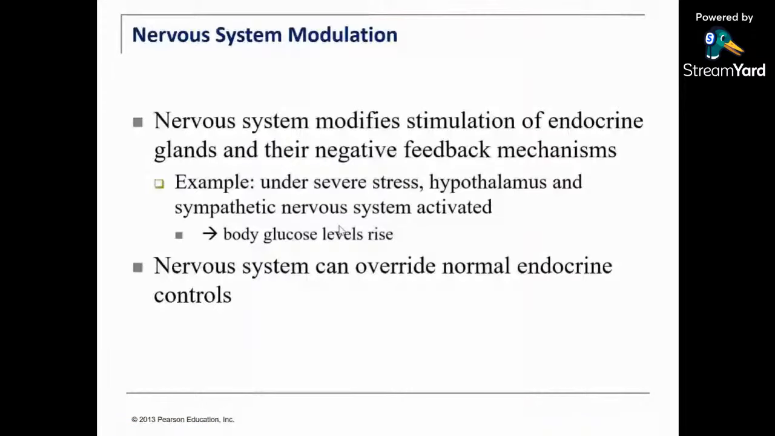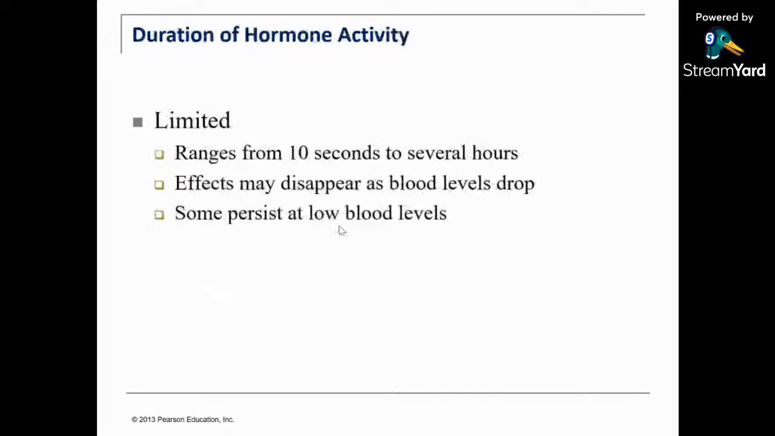Next, nervous system modulation. The nervous system has a role to stimulate the endocrine glands, and they have a negative feedback mechanism also. As an example, under severe stress, the hypothalamus and sympathetic nervous system are activated. And the nervous system can also override normal endocrine gland control. Duration of hormonal activity ranges from 10 seconds to several hours. Effects may disappear as blood levels drop. Some persist at low blood levels.